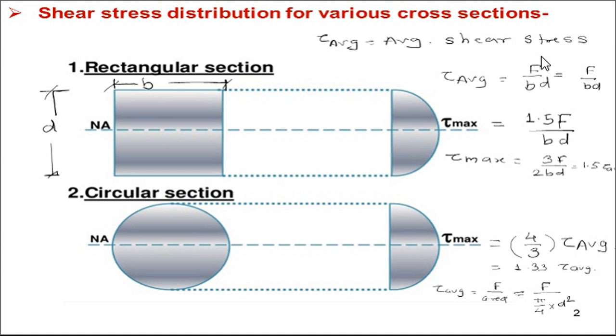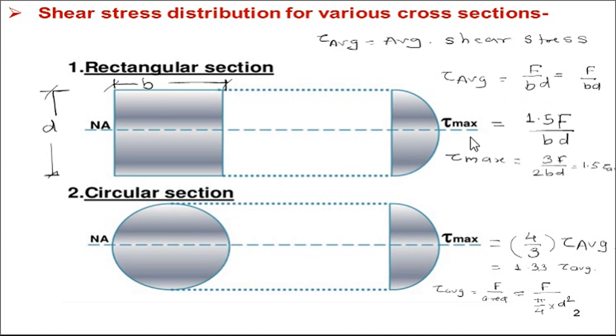In this particular slide, the average shear stress for a rectangular section is the shear force divided by the area. You have to remember that shear stress is nothing but the shear force divided by the cross section area of the section. So tau average is the force divided by the cross section area of the rectangle. Area of the rectangle is D into B or B into D. So F divided by BD is the average shear stress.